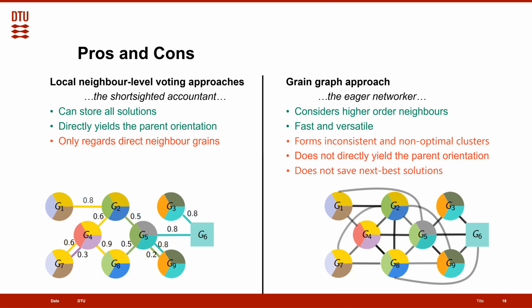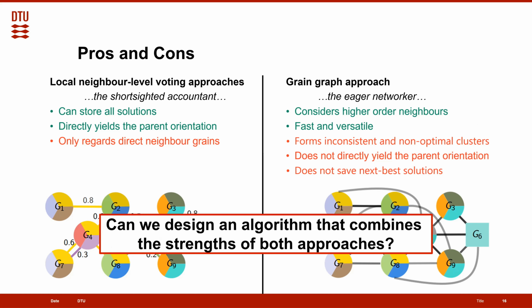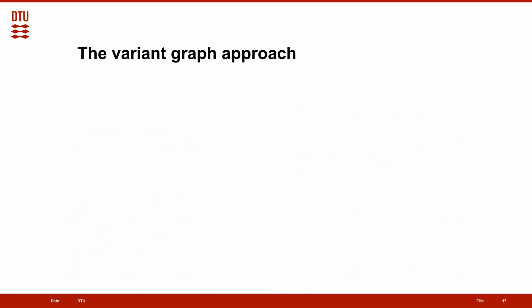And of course, our question was, can we design an algorithm that combines the strengths of both approaches? And in this way, we came up with this variant graph approach, which is now basically the main topic of this talk, how we actually got the variant graph approach from those previous approaches and how it relates to that.